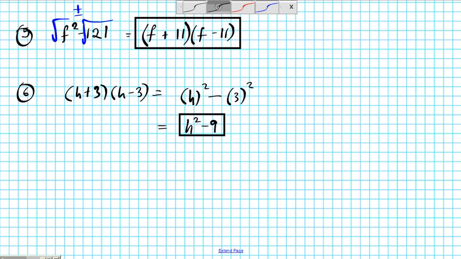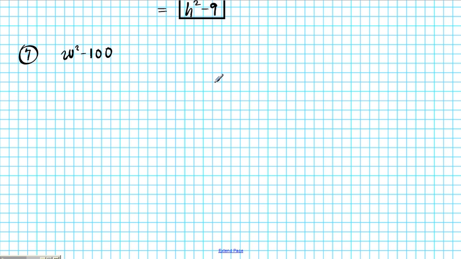Alright, let's move on to number 7. For number 7, we have w squared minus 100. This one is in expanded form, so we want to factor using the difference of squares formula. So all we do is we root the first and the last, root this, root that, and then we're going to add and subtract the square root, okay?